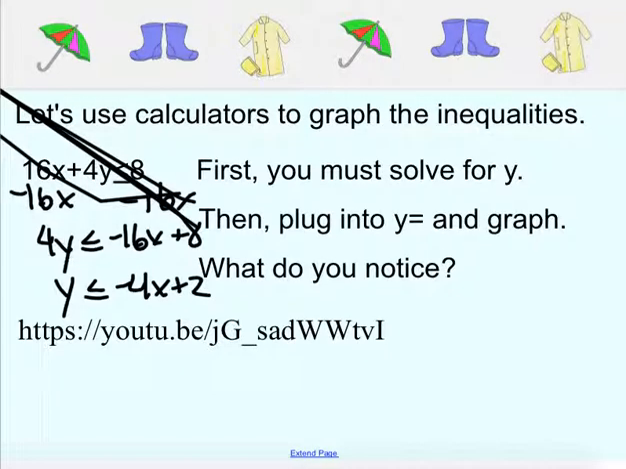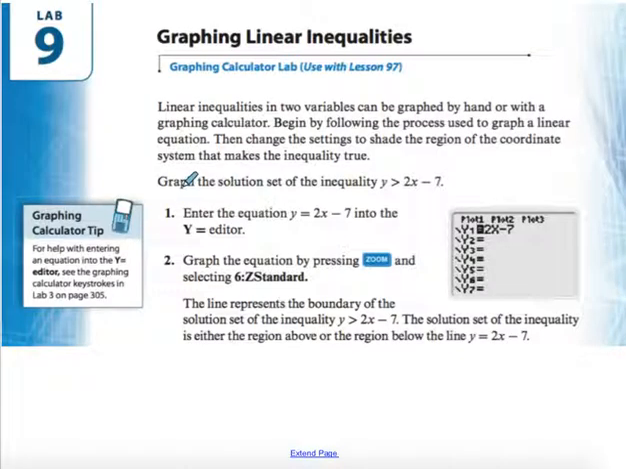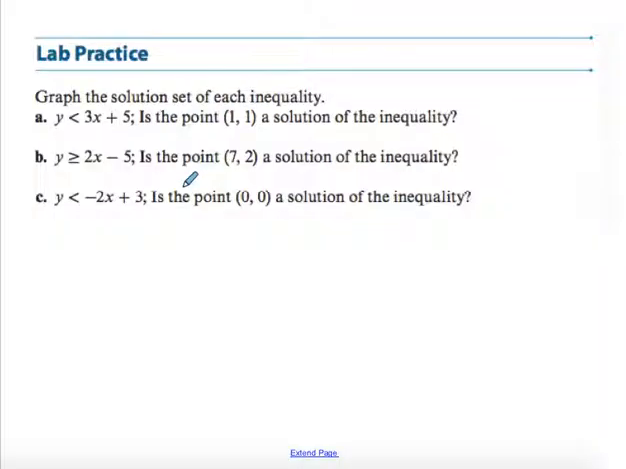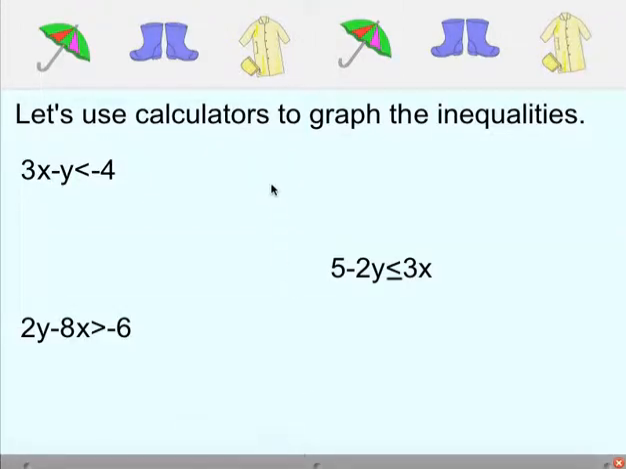So we would plot it at a y-intercept of 2, a slope of negative 4, and check 0, 0 to say 0 is less than or equal to negative 4 times 0 plus 2. So is 0 less than or equal to 2? Yes, it is. So we would include 0, 0 in our shading. All right, so these are the instructions for lab number 9. You can try them out by yourself, lab practice here. And you can try some of these on your own here. Remember, you have to get y by itself in order to do this.